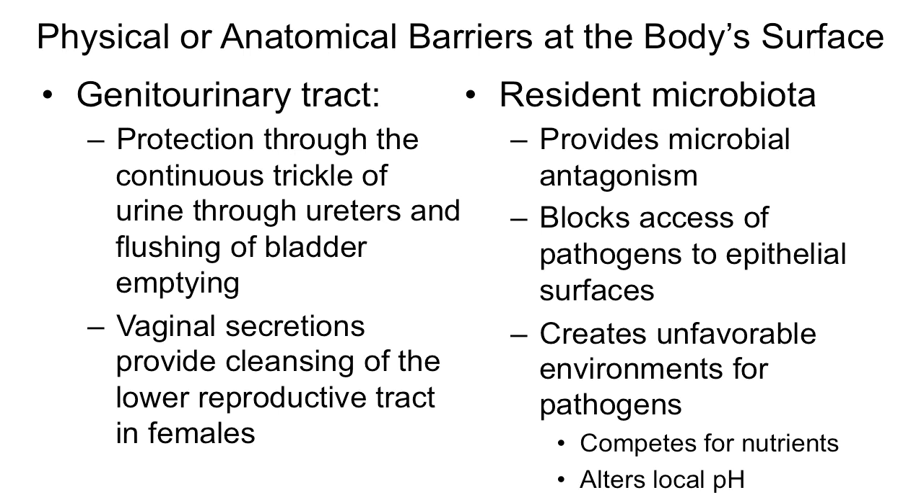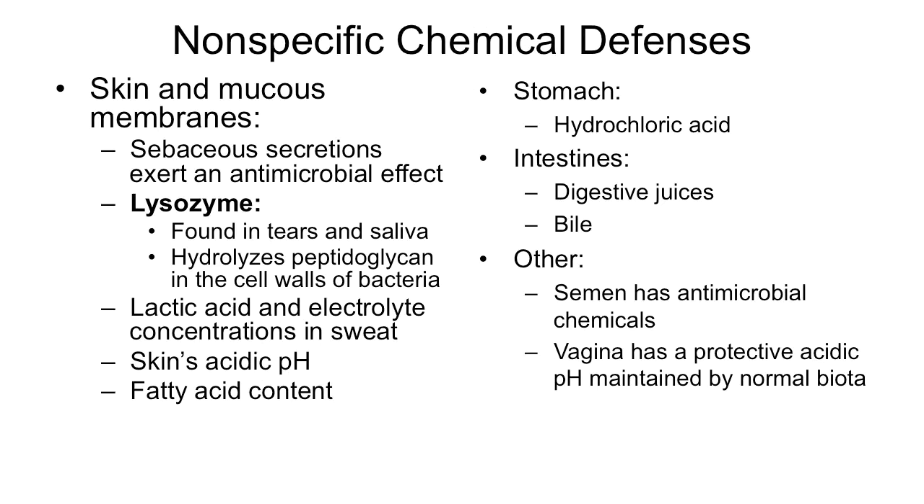Now, in both the urogenital and the vaginal area, we have resident microbiota that provide antagonism to potential pathogens that are trying to establish a hold. They compete for resources and space, so they can block access of those potential pathogens to the epithelial surfaces that they are colonizing. They're also able to produce an unfavorable environment because they're competing for nutrients, and most often they're also lowering the pH of the region and therefore making it inhospitable to other microorganisms.